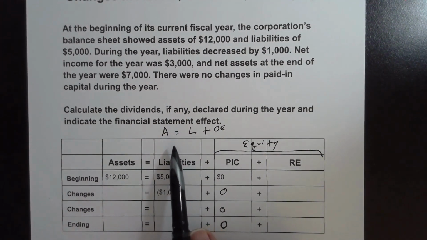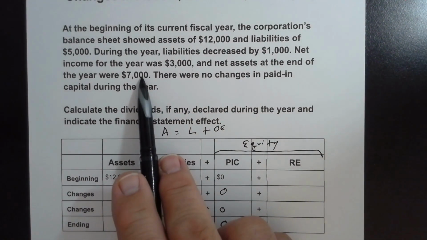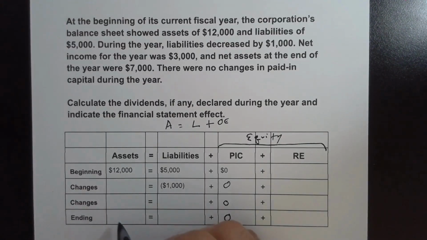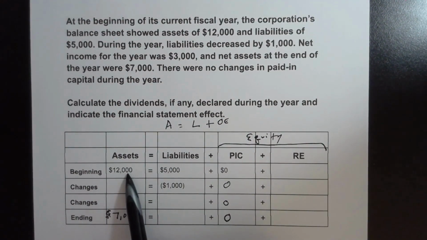Also, it's telling us that the ending assets, net assets at the end of the year is $7,000. So we can go jump down here to the assets column and put in the ending amount of $7,000. We know that because the problem tells us it. So we know we need to go from 12,000 down to 7,000. So our net assets are going down. Let's see what else we can fill in.